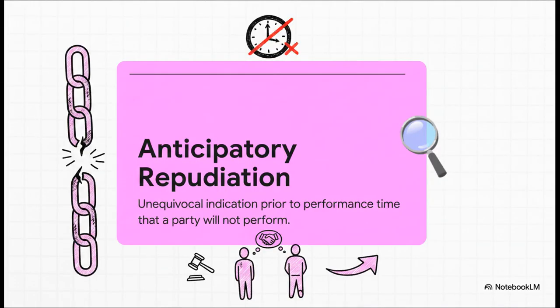You also need to look out for anticipatory repudiation on the MBE. This is when a party unequivocally backs out of the deal before their performance is actually due. When this happens in a bilateral contract, it immediately discharges the other party's duty to perform. You don't have to sit around waiting. You can sue for breach right then and there, or you can choose to just wait until the original date to see if they change their mind.